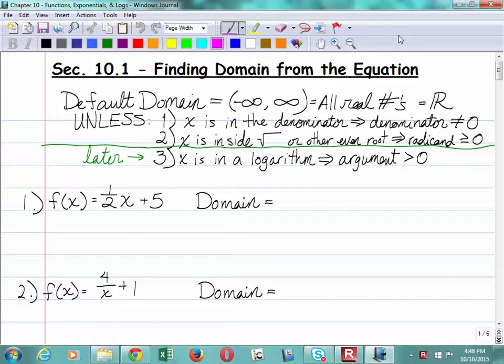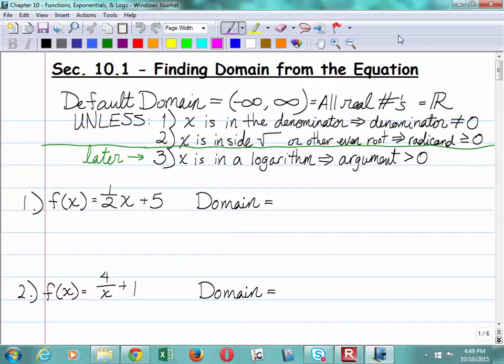So the default domain is just going to be all real numbers from negative infinity to infinity, unless you have x in the denominator, in which case the denominator cannot be equal to 0, or unless you have x inside of a square root or other even root, in which case the radicand, that is whatever is inside the radical, must be greater than or equal to 0. Alright, and then also there is a domain restriction for logarithms, but we don't really need to worry about that.